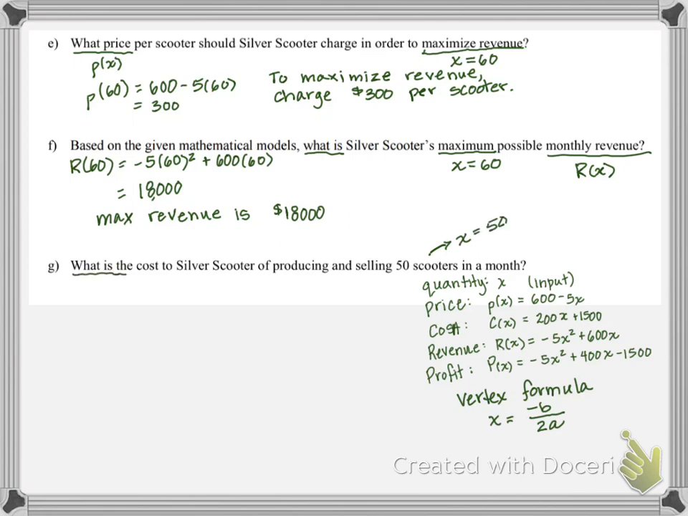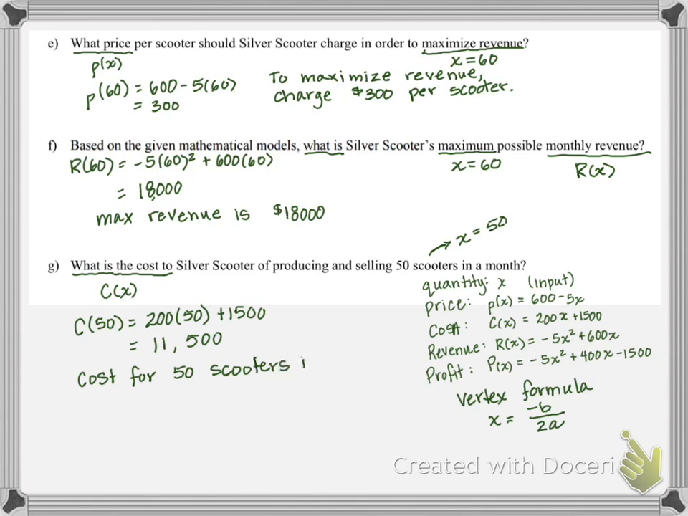And then I want to know what is the cost. So I'm trying to find a cost, which means I have to use my cost function. So we'll evaluate C of 50. It's 200 times 50 plus 1,500, which gives me 11,500. So the cost for 50 scooters is 11,500.